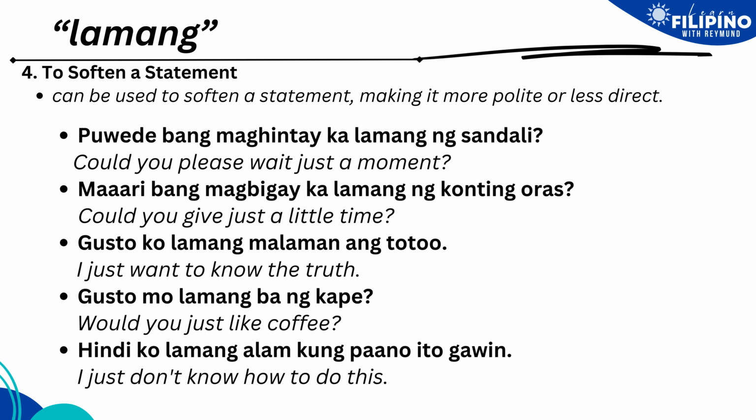Hindi ko lamang alam kung paano ito gawin. I just don't know how to do this. Alam is know, hindi ko alam. I don't know. Paano is like how. And then gawin is like to do. So, hindi ko lamang alam kung paano ito gawin.